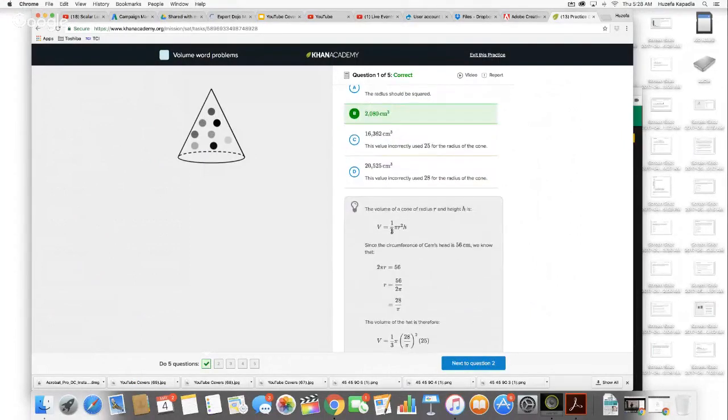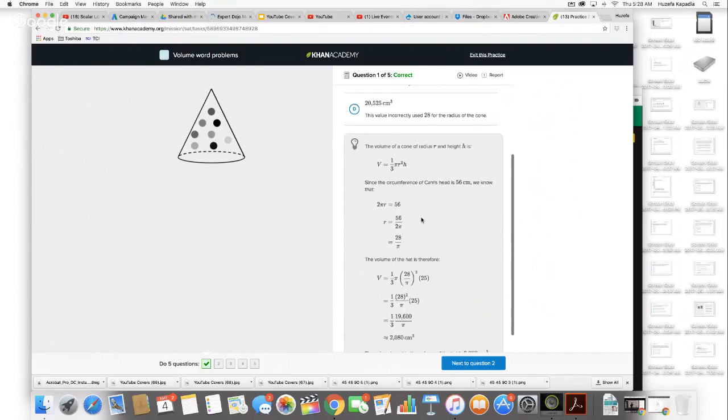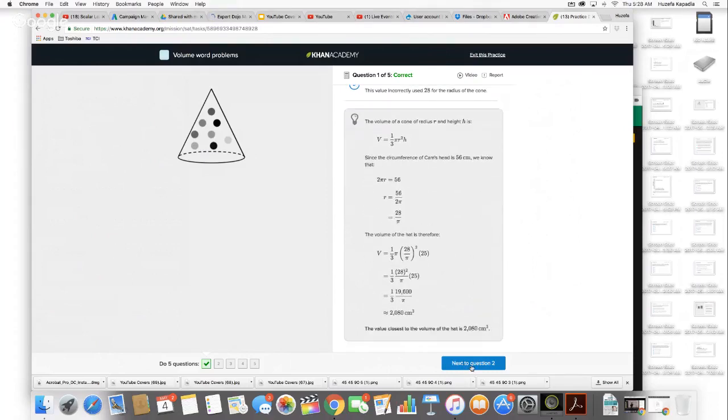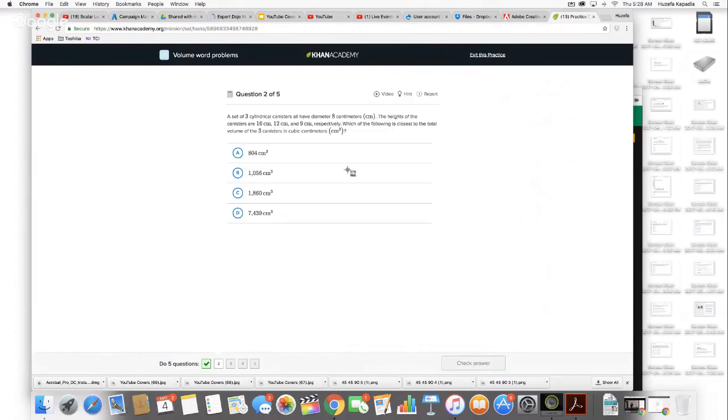Okay, so it is right, and I did get that formula right. The volume of a cone is 1/3 pi r squared times height. So that's the gist of it. You just got to know the formula. All right, let's move on to the next one.